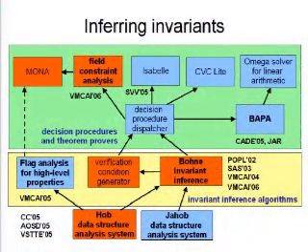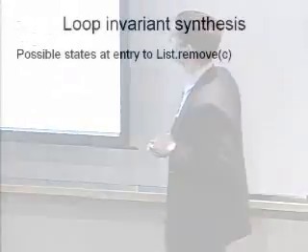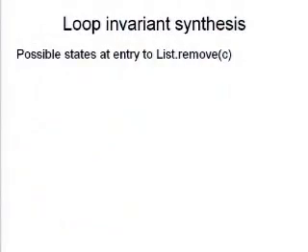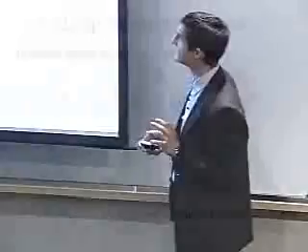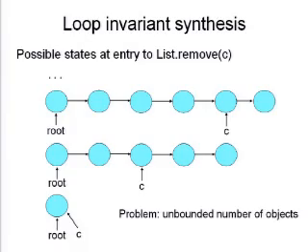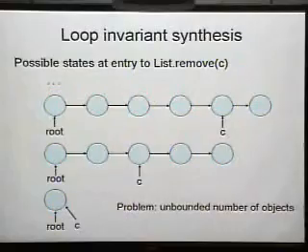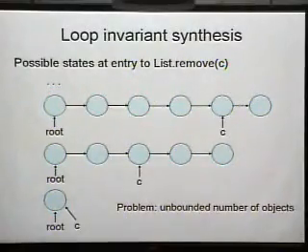And so I'm going to tell you quickly about loop invariant inference. The main challenge here, as you might guess, is that there are infinitely many possible heaps. Here I illustrated possible states at the entry of the remove procedure.